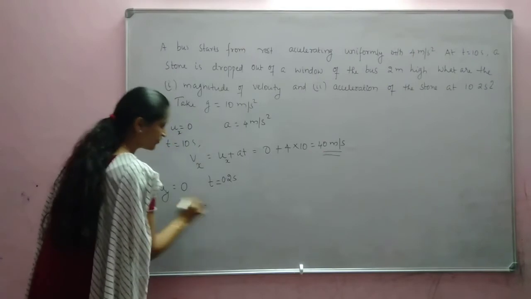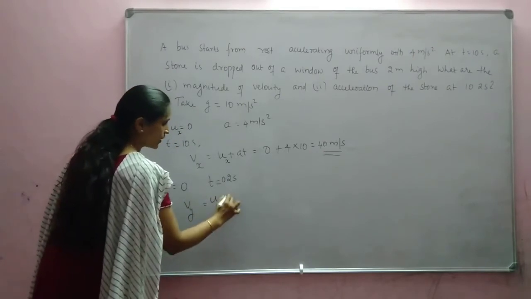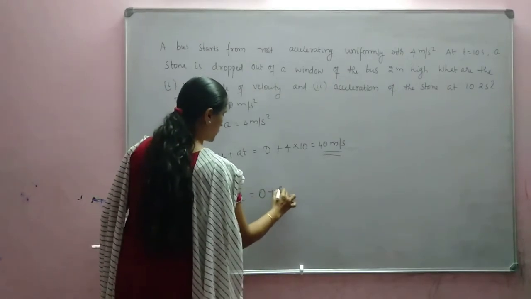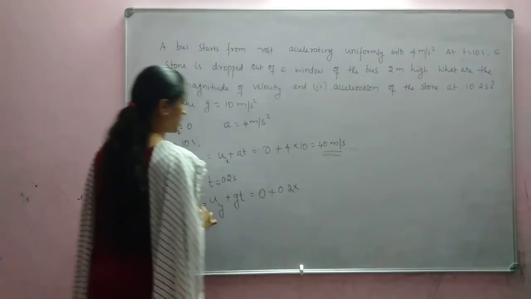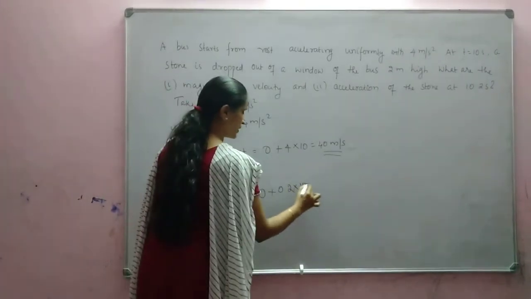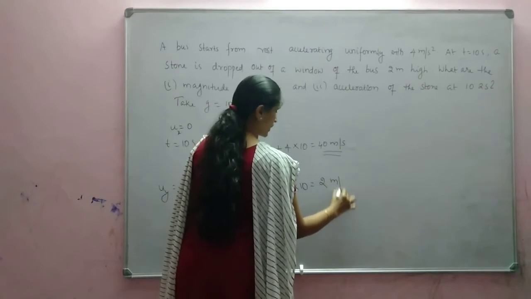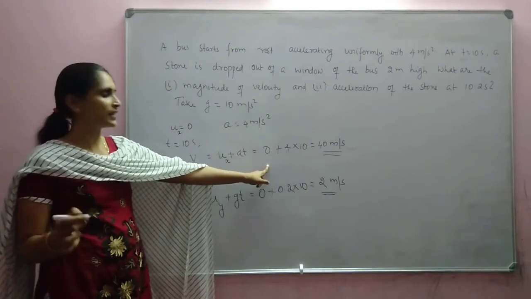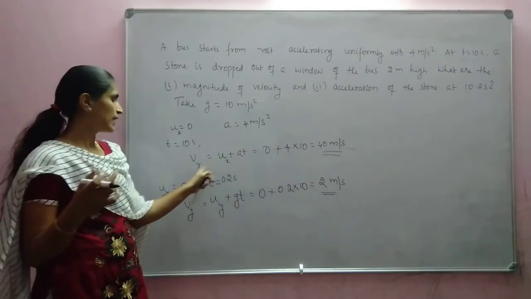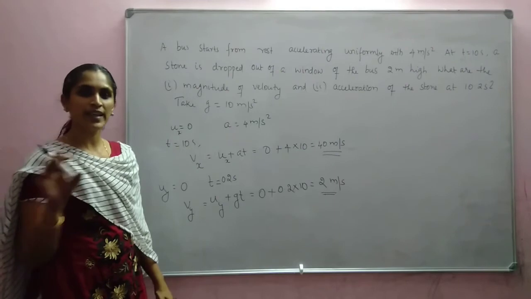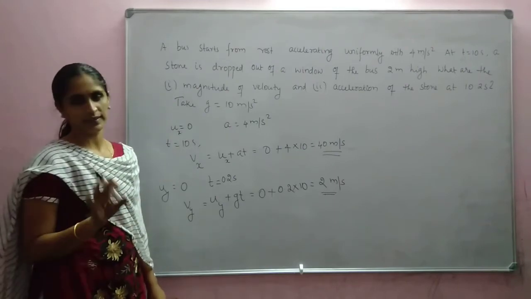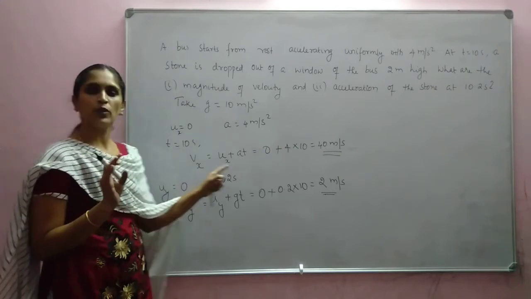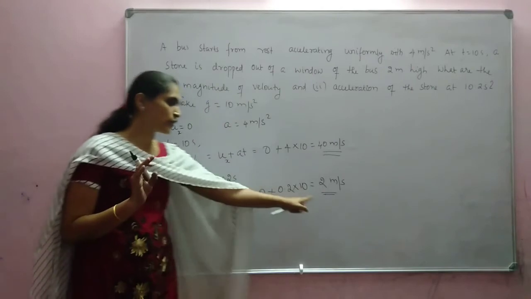So we can write vy is equal to uy plus g into t. Uy is 0, plus 0.2 into g, which we can take as 10. What you will get? 2 meter per second. The x component of velocity will remain the same after any instant, because the stone is already detached from the bus. So x component of velocity remains same, and y component of velocity we got.